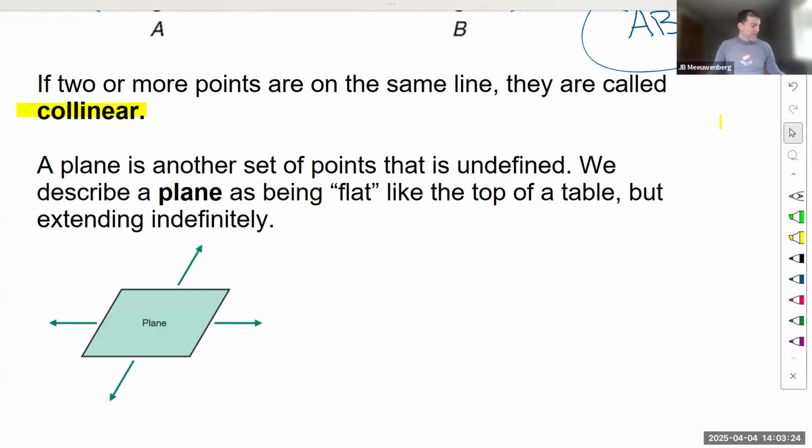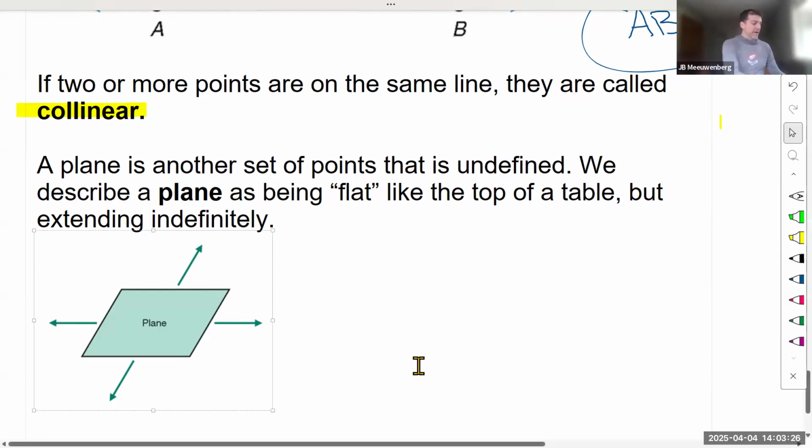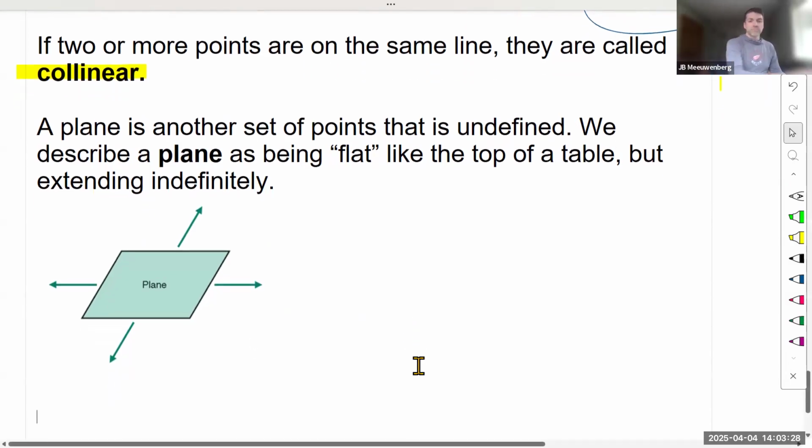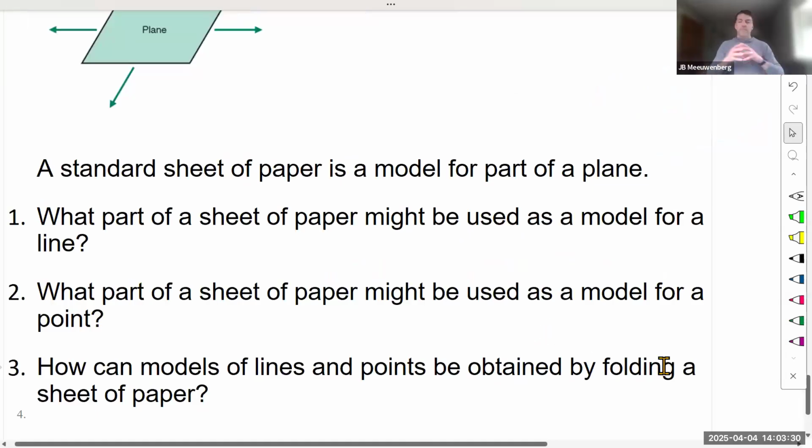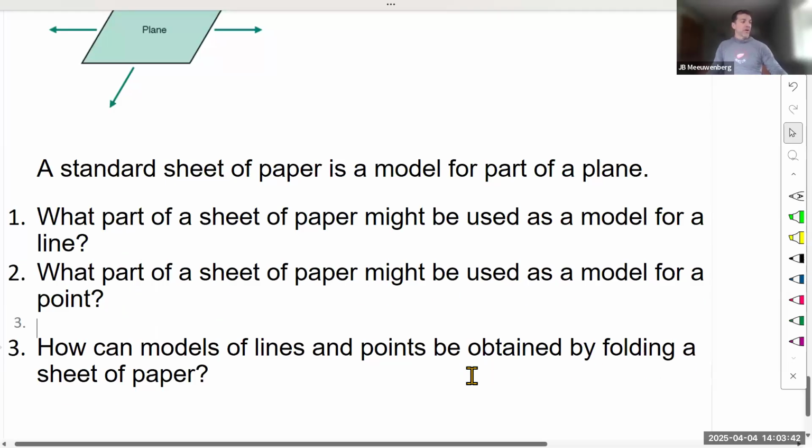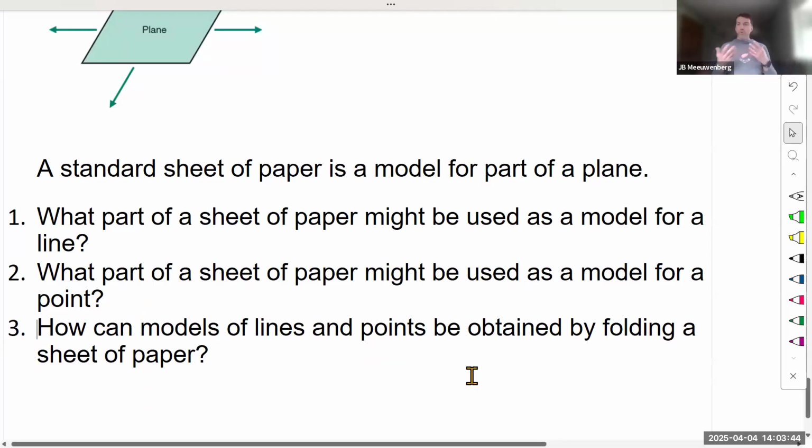And so a couple of questions for you to think about regarding these ideas. If you had a piece of paper in front of you, what part of a sheet of paper might be used as a model for a line? What part might be used as a model for a point? And how can these models be obtained by folding a sheet of paper? We're going to do a lot of this later.